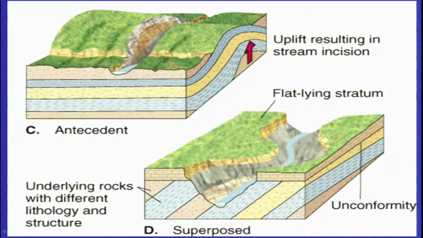Then a few streams are termed superposed. So what are those? They develop over underlying rock with different lithologies, and they flow across that actually.